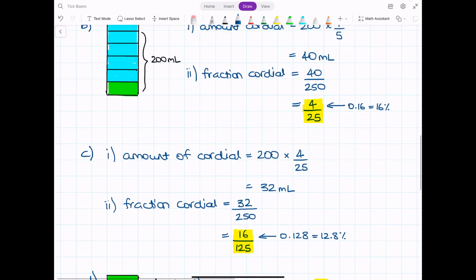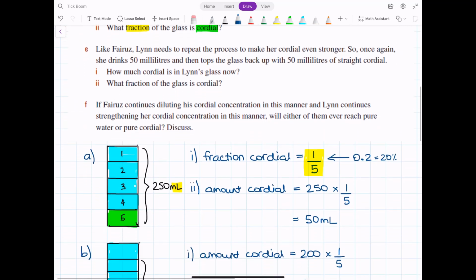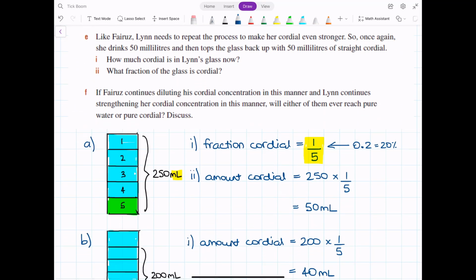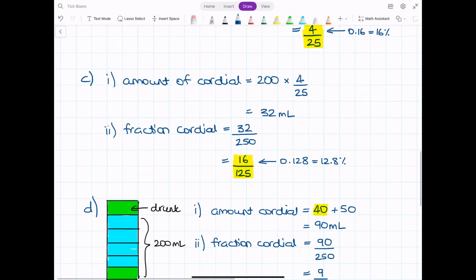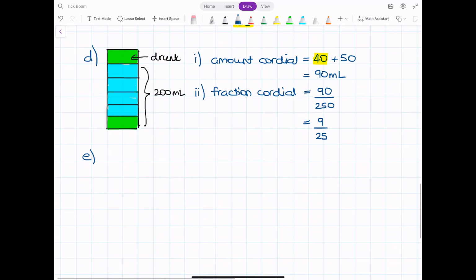So let's go and read what part E says. Part E says, like Feroz, Lynn needs to repeat the process to make her cordial even stronger. So once again, she drinks 50 milliliters and then tops the glass back up with 50 milliliters of straight cordial. And the same two subparts. How much cordial is in Lynn's glass now? What fraction of the glass is cordial? So let's come down and think about this process. So, in terms of part 1, I don't think we need to draw a diagram again. Hopefully it's quite clear what's going on.